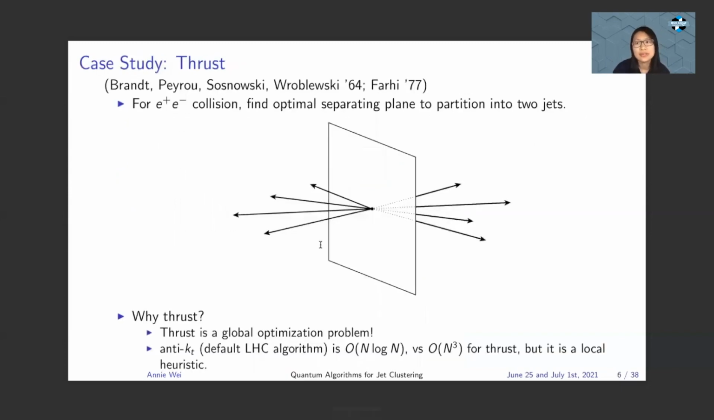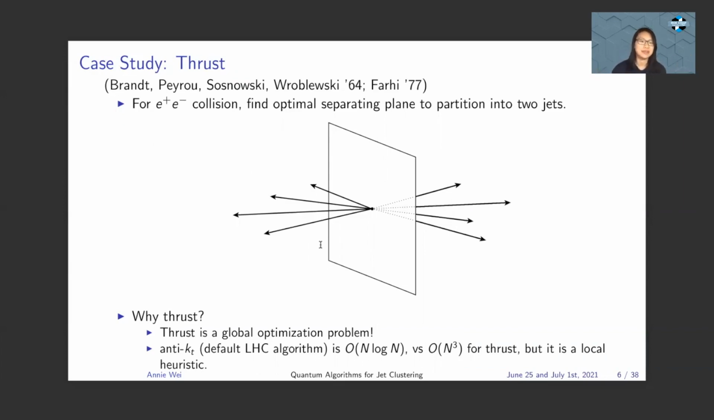So the problem we're interested in is thrust. So it's basically in an e plus e minus collision. We just want to find an optimal separating plane. And then everything on one side of the plane, we're going to call one jet. Everything on the other side of the plane, we're going to call another jet.